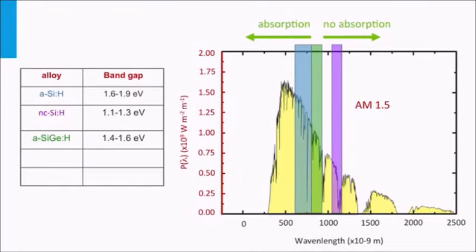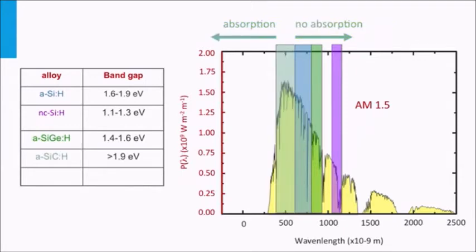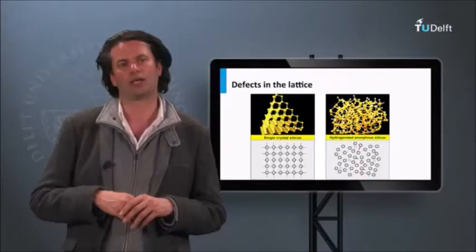The band gap of the silicon alloy can be tuned by inclusion of other elements as well. The hydrogenated amorphous silicon germanium alloys can have band gaps in the range of 1.4 up to 1.6 electron volts. Silicon mixed with carbon, the so-called amorphous silicon carbide, can have band gaps of 1.9 electron volts and larger. Nanocrystalline silicon oxides have band gaps larger than 2 electron volts.